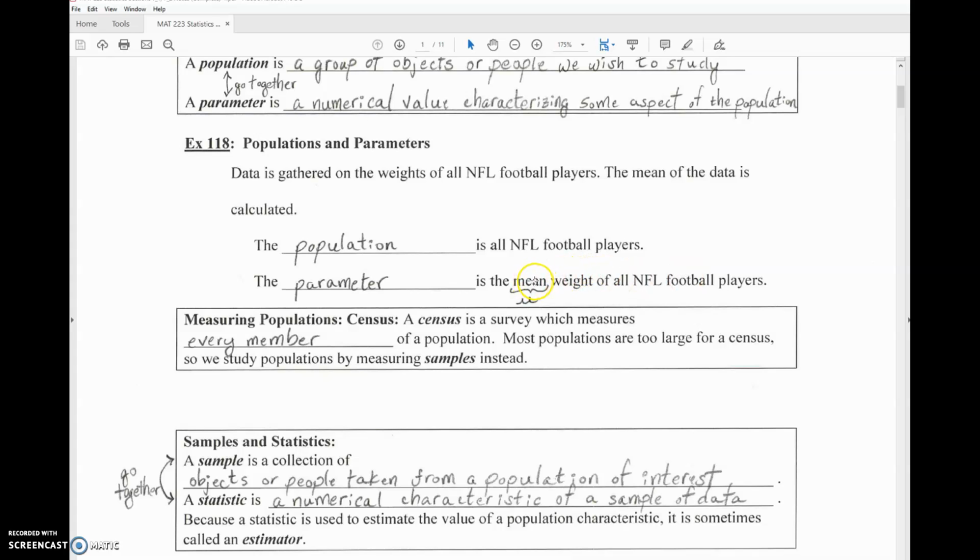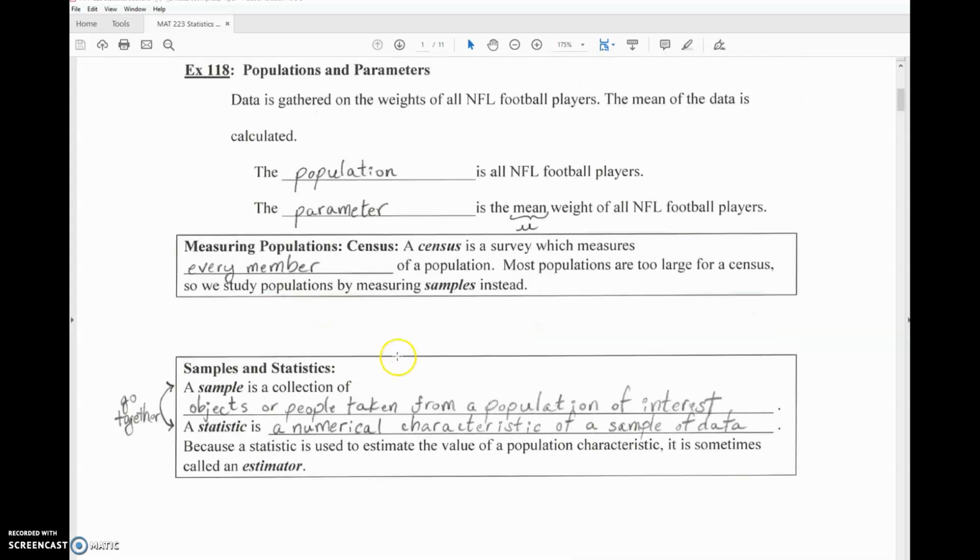Remember that the symbol we use for the mean of a population is mu. Remember, the symbol we use for the mean of a sample is x bar. But if you see the symbol mu, that's the mean of a population.